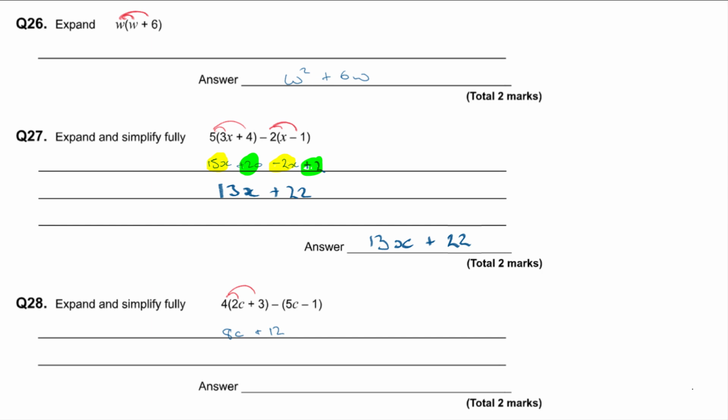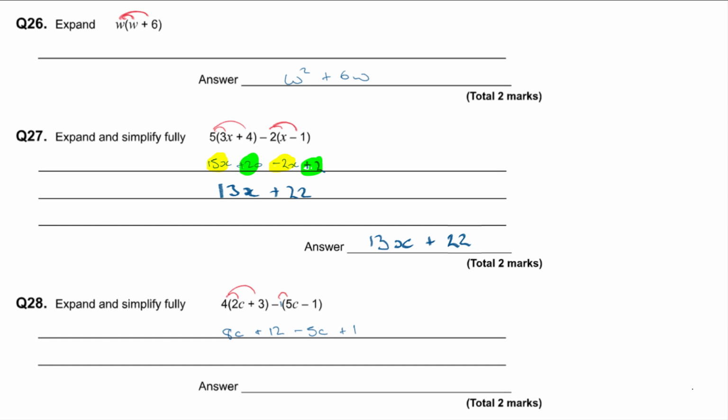Then I've got kind of an invisible 1 there. I've got minus 1 lots of 5c minus 1. So my invisible minus 1 times 5c, that's going to give me minus 5c there. And I've got minus 1 times minus 1, and again that is positive 1 at the end there.